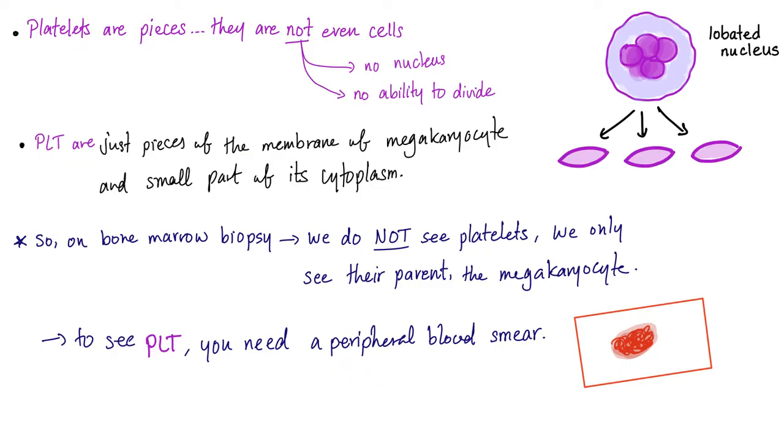Platelets are just pieces. Where did they get the membrane from? From the membrane of the megakaryocyte. Where did they get the cytoplasm from? From the cytoplasm of the megakaryocyte. They just took a piece. So bone marrow biopsy, you don't get to see platelets. Platelets are only seen in the peripheral smear.